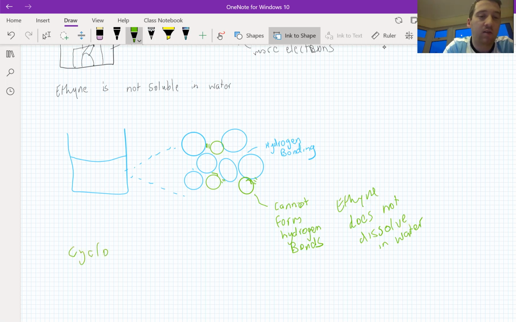So other organic products that don't have water in them, things like cyclohexane, for example. Cyclohexane is another molecule that does not make hydrogen bonds. It just has van der Waals forces between the particles. And when something just has van der Waals forces between the particles, then something like ethyne can dissolve in it.